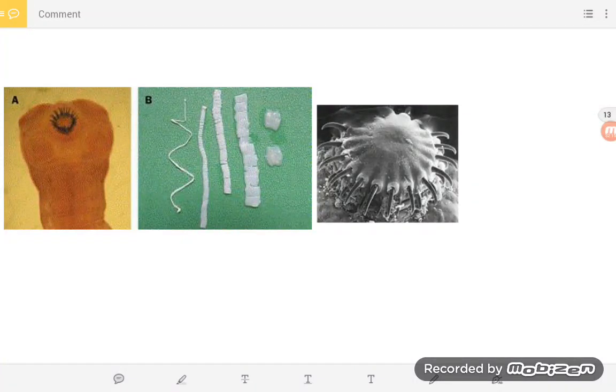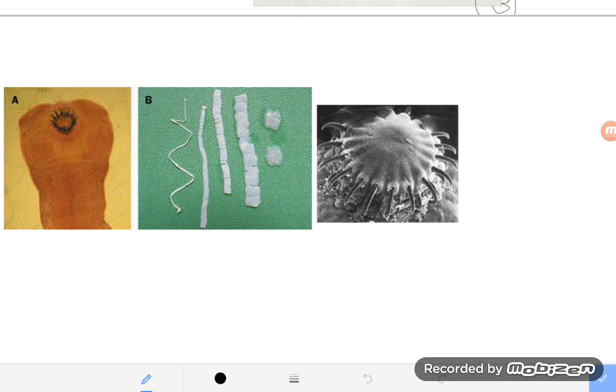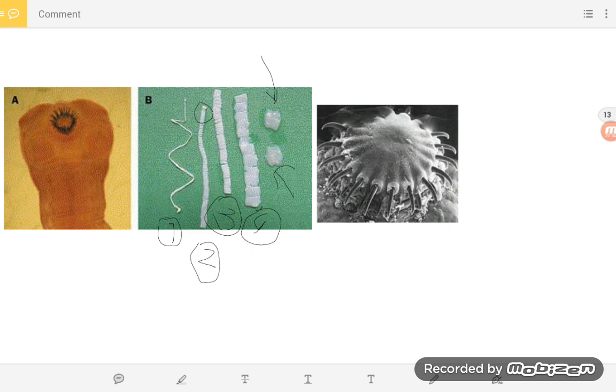Here again you can see the morphological features. The first one is the head part. Second, B is the full body of Taenia solium, the full body length. Then the head part, with the other part being the immature segments. The third is the mature segment. The fourth is the gravid proglottid, a separated single segment.